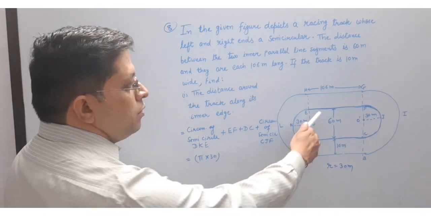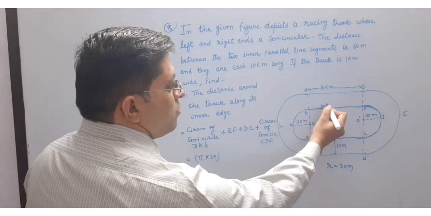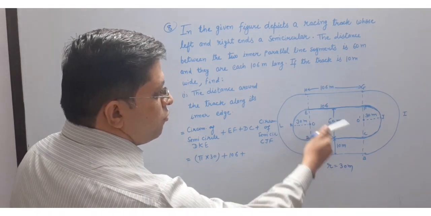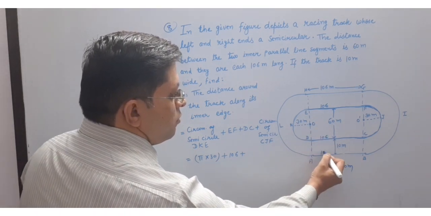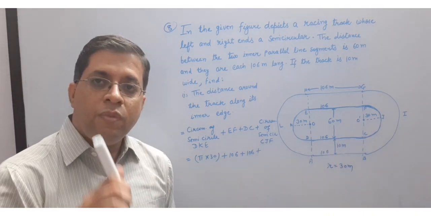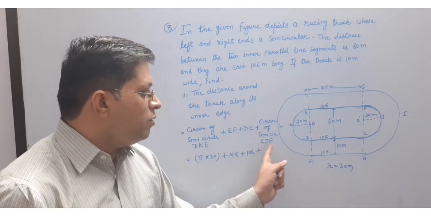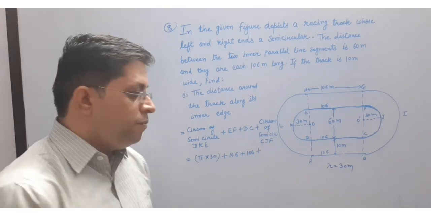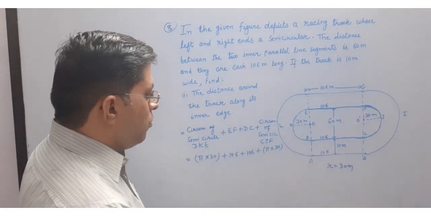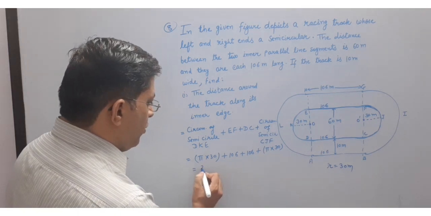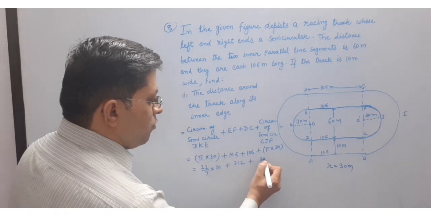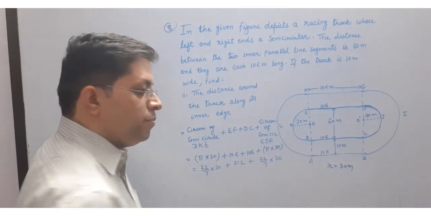Then this edge EF is 106. Same 106. And DC, because this is 106, this should be 106 and this should be 106. So DC will be 106. Then the circumference of semicircle CJF, again pi r, where r is 30. The value of pi is 22/7 into 30. This is 212 plus 22/7 into 30.